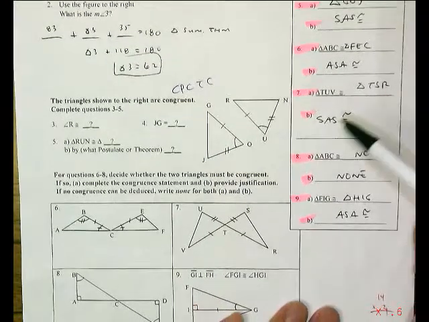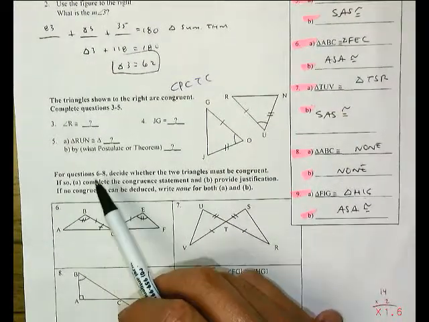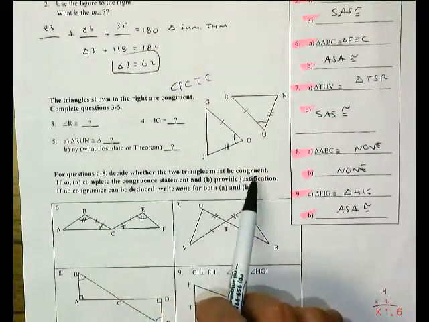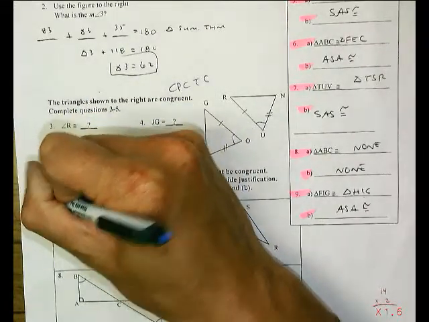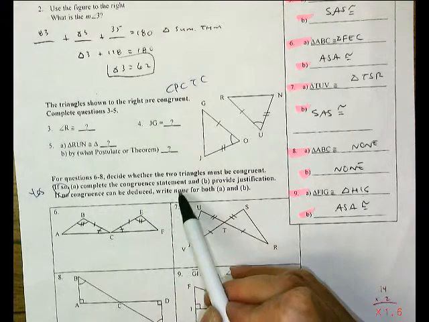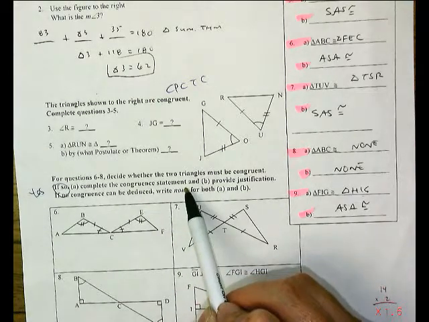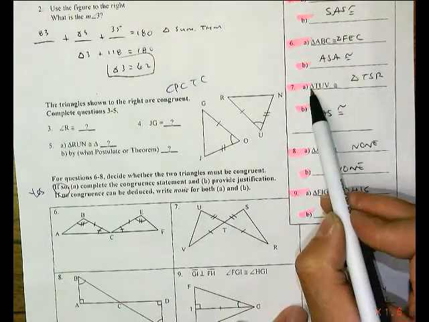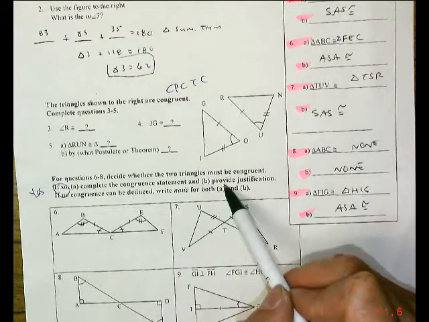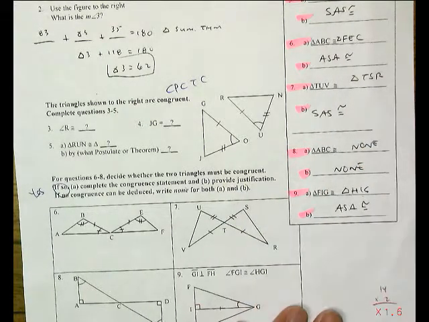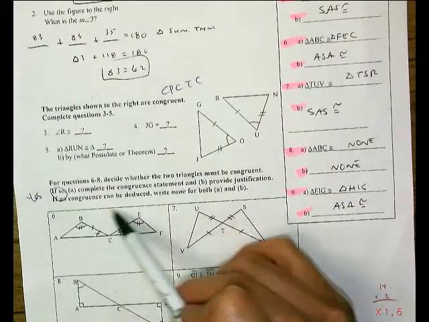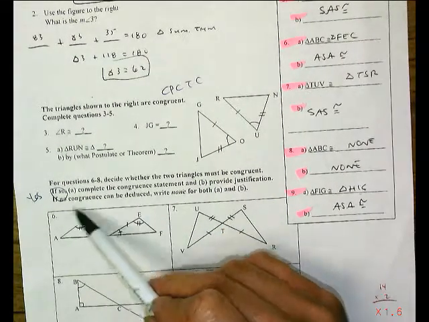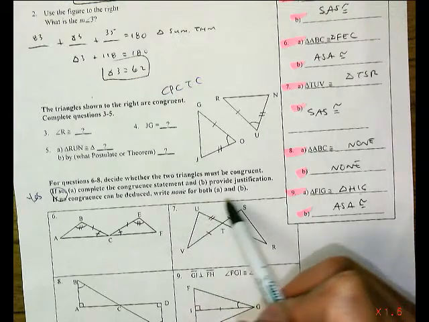Question number 6. For questions 6 to 8, decide whether the two triangles must be congruent. If yes, if they are congruent, complete the congruence statement over here in the fill in the blanks. And then provide a justification. Those are your 5 reasons why two triangles are congruent. Those are your postulates and theorems. If you can't conclude that, then write none for both A and B.